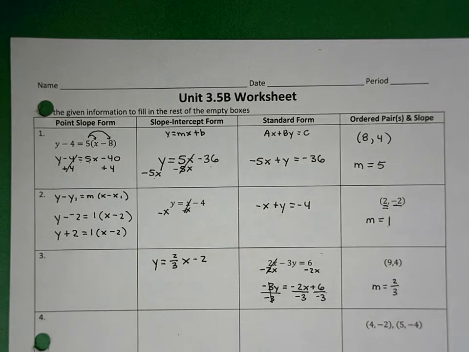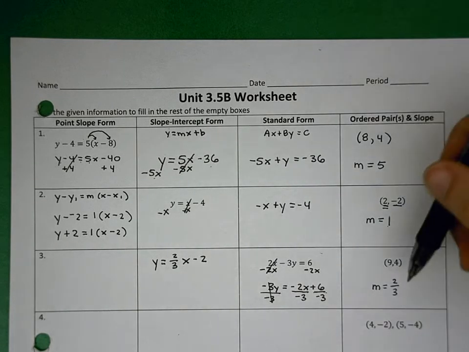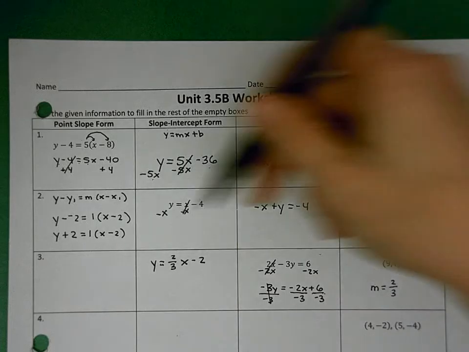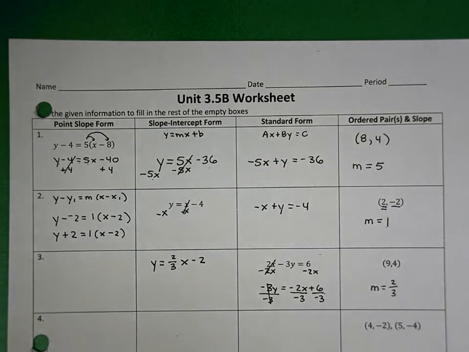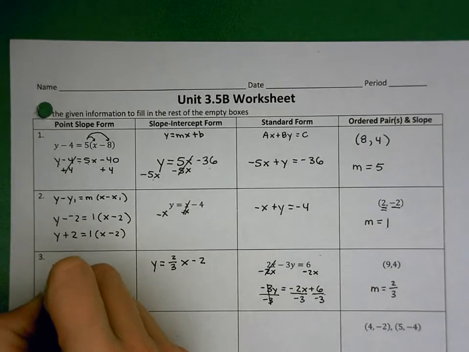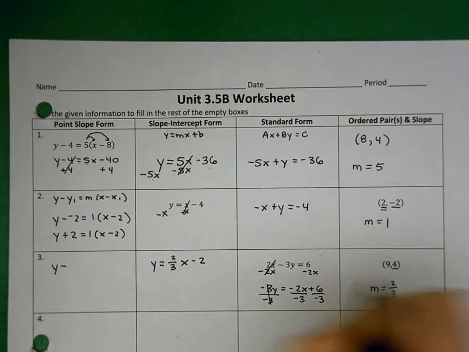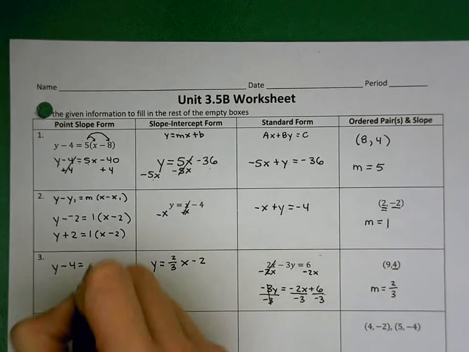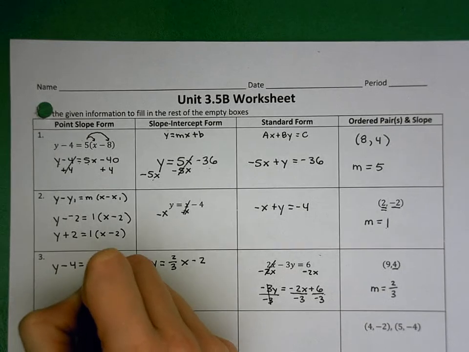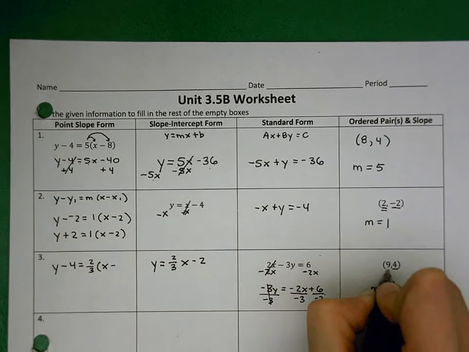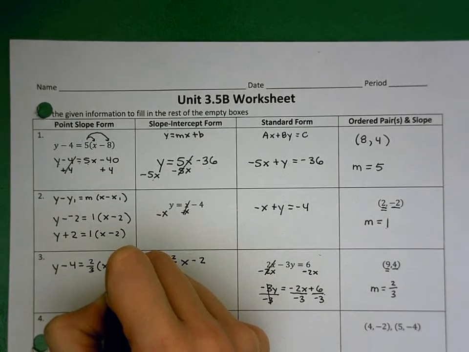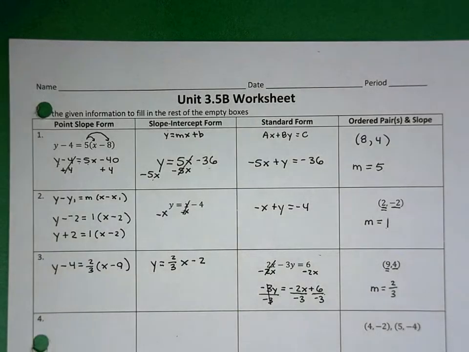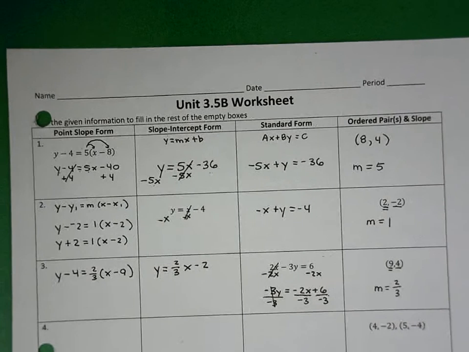Okay, and now it's the same thing we did in number 2. I have a slope, I have a point. I can put it in my point-slope form. Y minus my y1 equals my slope, which is 2/3, x minus my x1. Okay. And then the final one we're going to look at here is number 4.